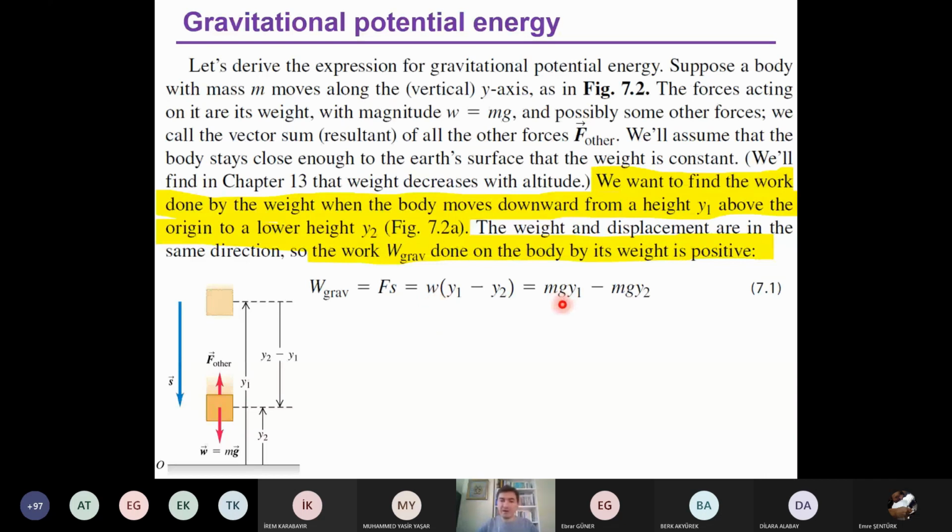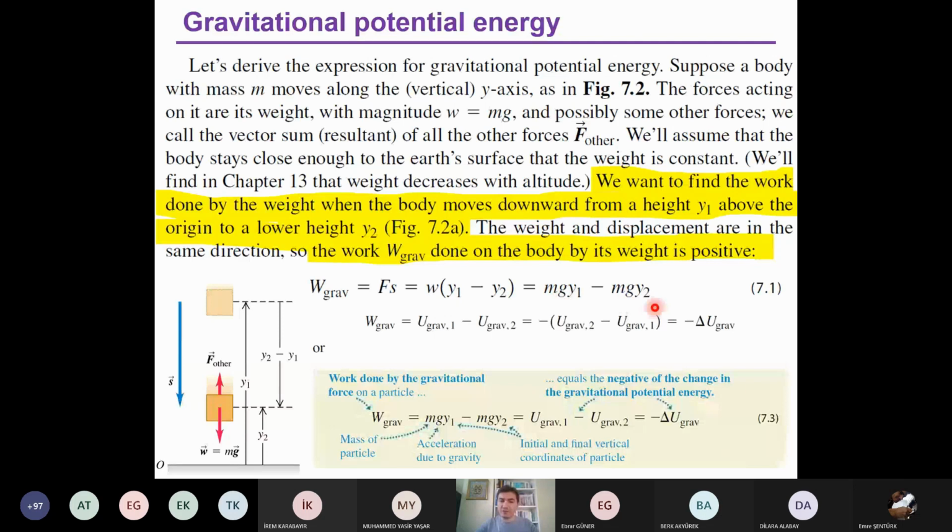So what do you see here? Here we have two terms. This mg y1 is equal to the gravitational potential energy when the position is y1, and this mg y2 is equal to the gravitational potential energy when the position is y2, or position 2, let's say. Okay, so what do you see here? We have U gravitational 1 minus U gravitational 2. If you take this minus to the outside of the bracket, then within the bracket we can have U gravitational 2 minus U gravitational 1. You see, these two terms are equal to each other. So what we have here, U2 minus U1, what is this? This is delta U gravitational.